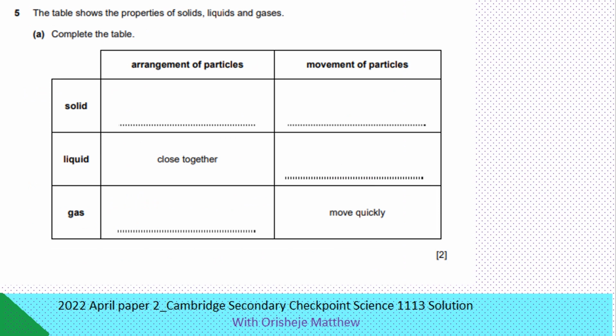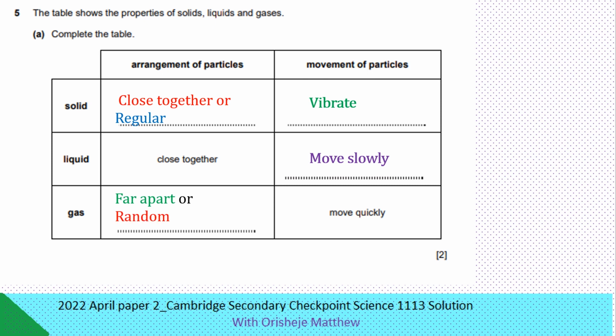The table shows the property of solid, liquid, and gas. Solid, arrangement of particles, closely packed together, movement of particles, they vibrate. Liquid, they move slowly. Then gas, the particles are far apart. The particles move randomly.